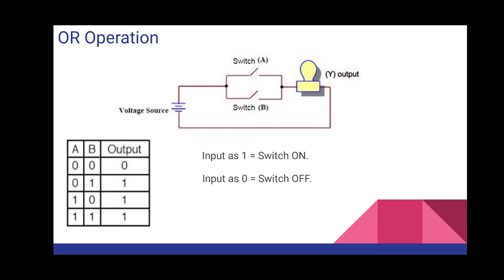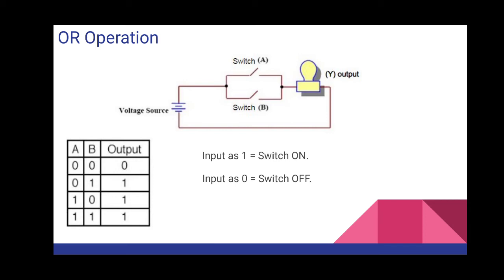Now the last condition, when both the switches are on. So again the current will start flowing. It will go to A as well as B. It will split up and it will see that both the switches are on. So that is why the current can flow through both the switches and it will reach to the bulb. So even if any one is on, it will glow the bulb.